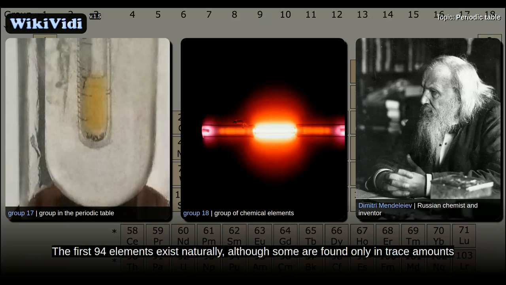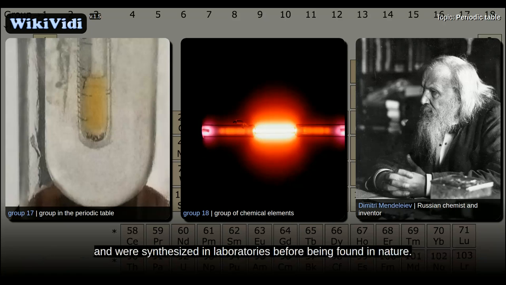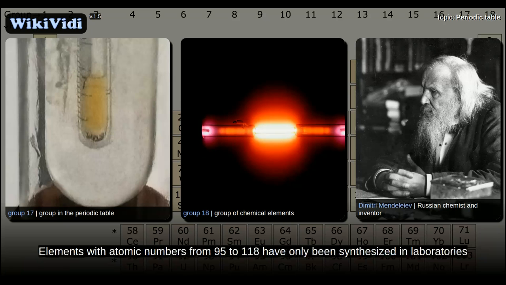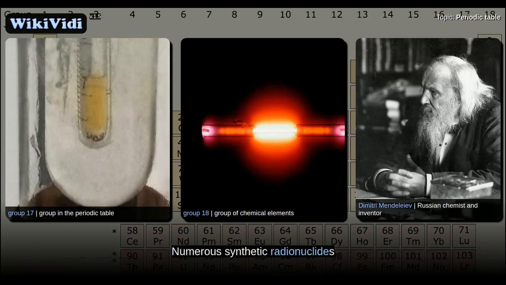The first 94 elements exist naturally, although some are found only in trace amounts, and were synthesized in laboratories before being found in nature. Elements with atomic numbers from 95 to 118 have only been synthesized in laboratories or nuclear reactors. Synthesis of elements having higher atomic numbers is being pursued. Numerous synthetic radionuclides of naturally occurring elements have also been produced in laboratories.